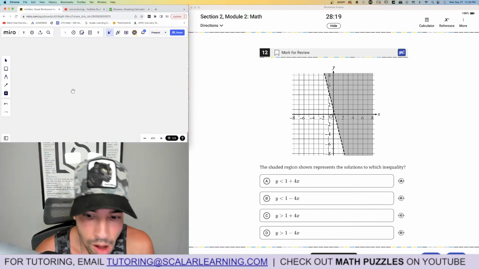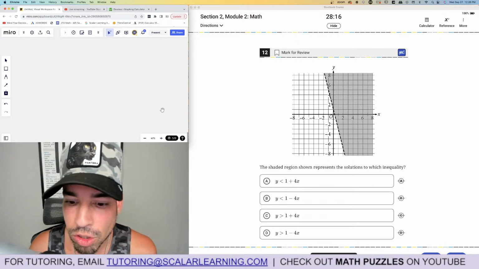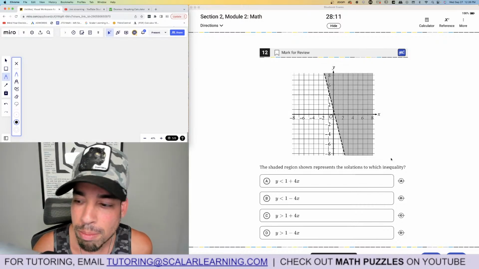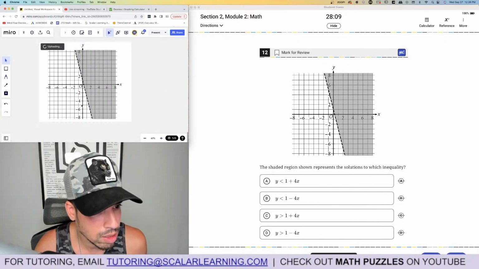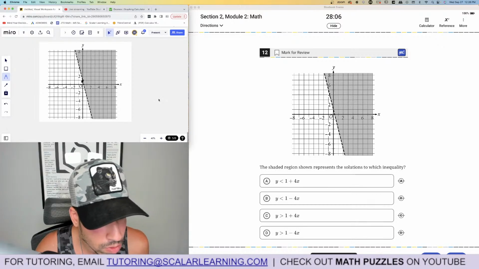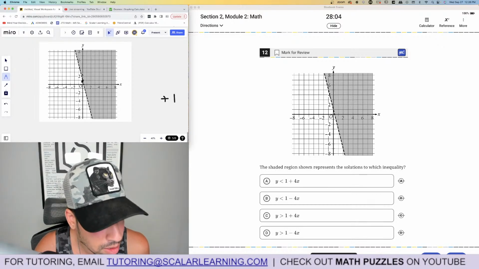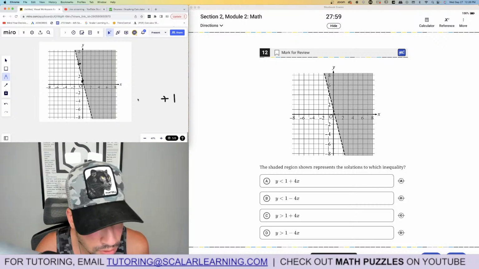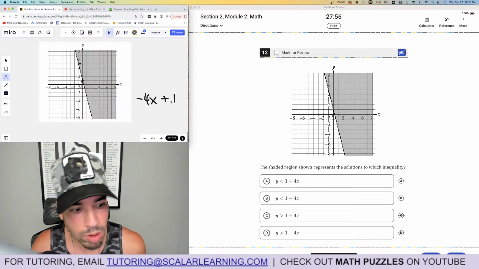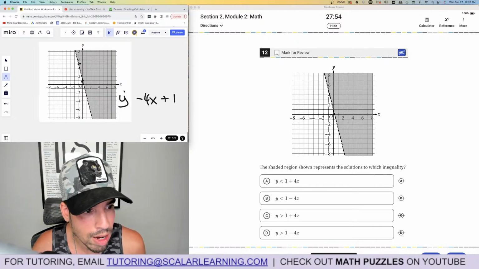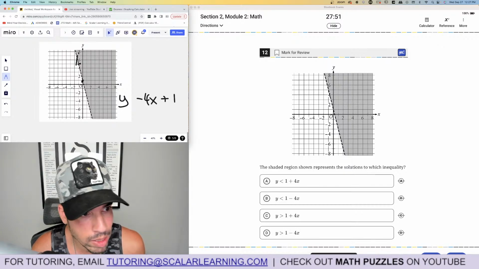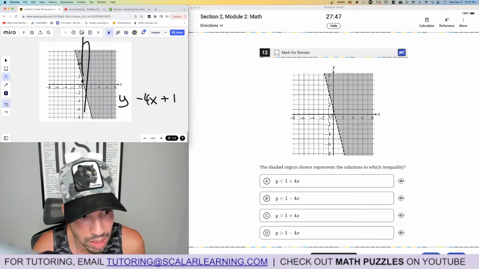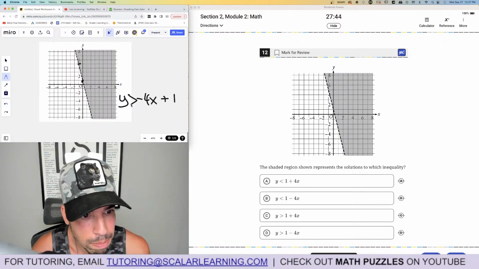Number 12. The shaded region shown represents the solutions to which inequality? I'm going to take a screenshot, pop it over here, and let's analyze it. We've got a y-intercept of 1 and a slope that looks like negative 4 over 1. So negative 4x plus 1 is slope-intercept form, and y is greater. Why is it greater? Because we're shading vertically above. Don't think left and right, think above or below. So it's above, greater than.